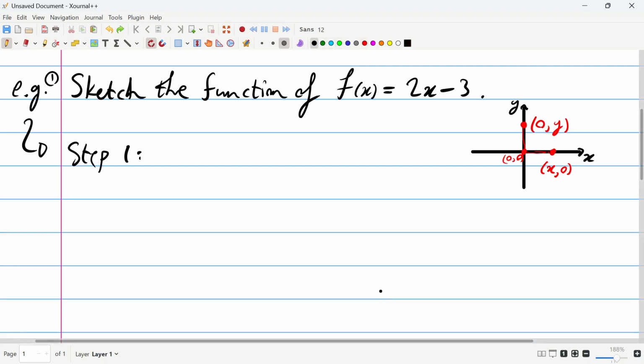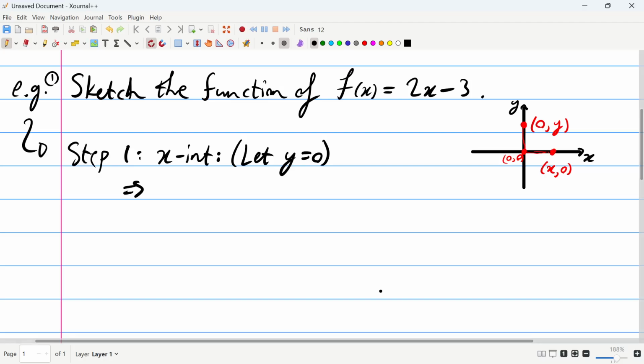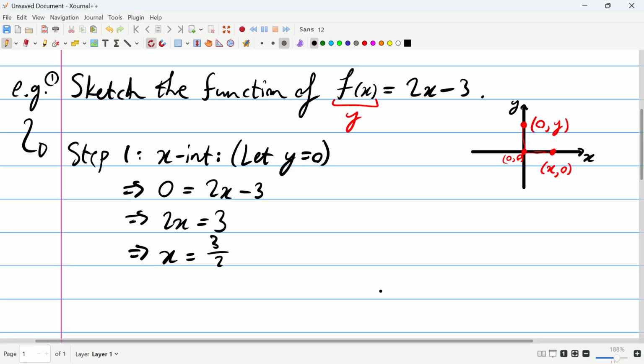So therefore, if we want to find our x-intercept, okay, we are going to let y be equal to 0. So what happens here is, in our equation, notice that f of x is actually represented by our y-axis, meaning this should be our y value. So therefore, it's going to be 0 is equal to 2x minus 3, okay? And then we just solve for x from here. So 2x is equal to 3, and then x is just equal to 3 over 2.